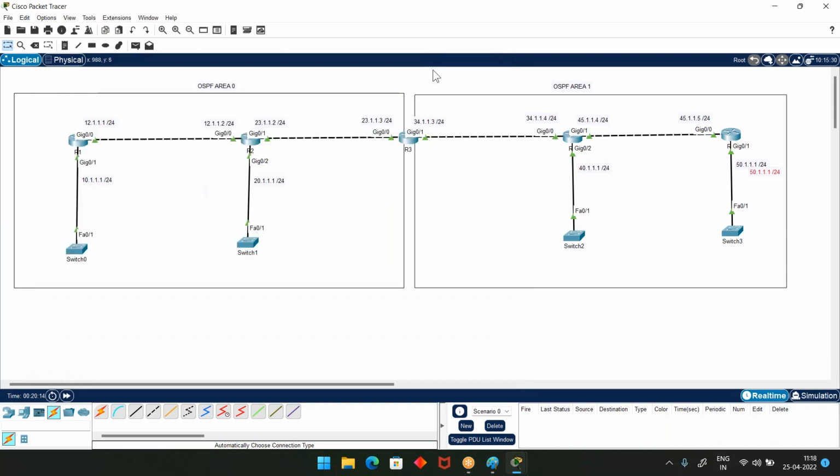Now check this. Between these 5 devices, I can configure multiple areas. Multiple areas successfully configured.